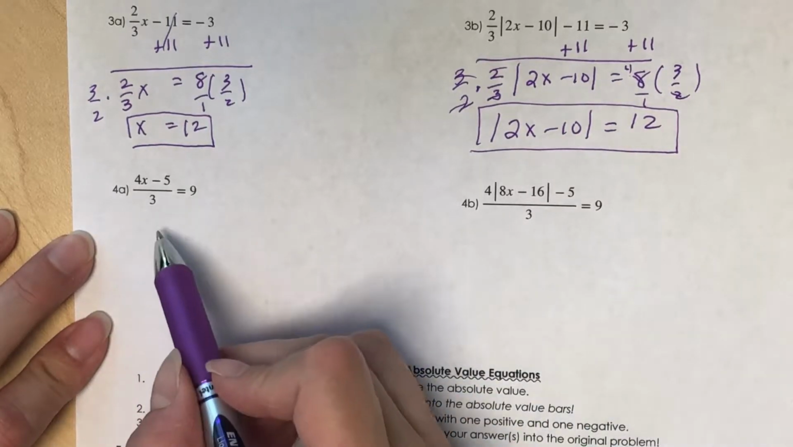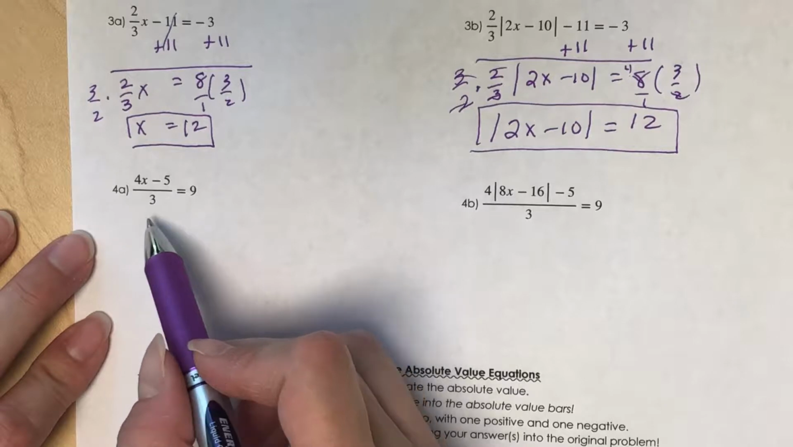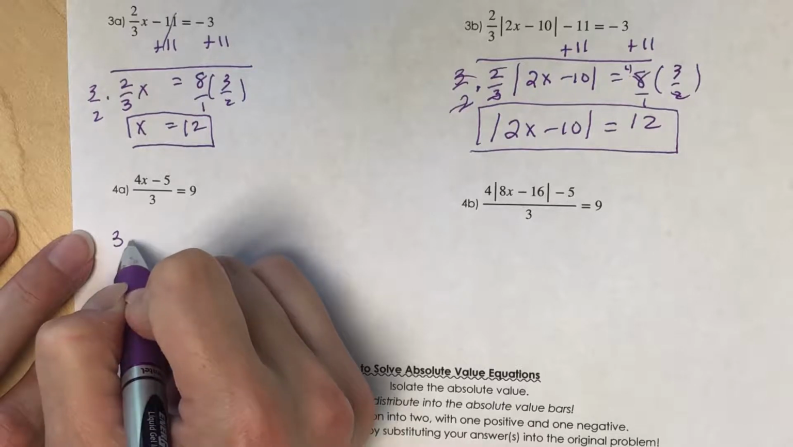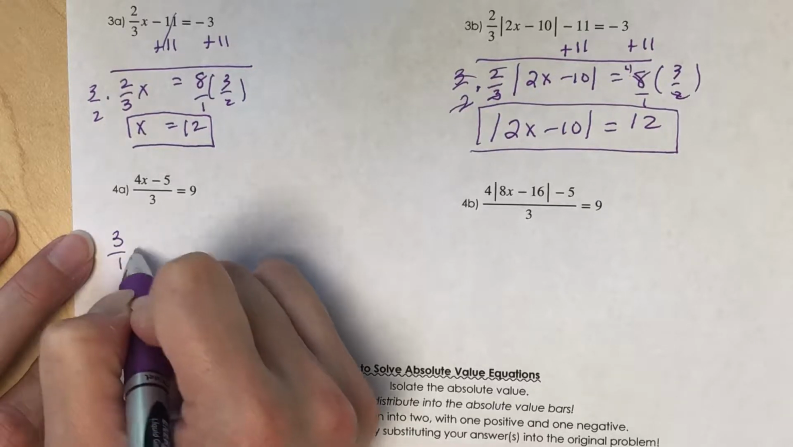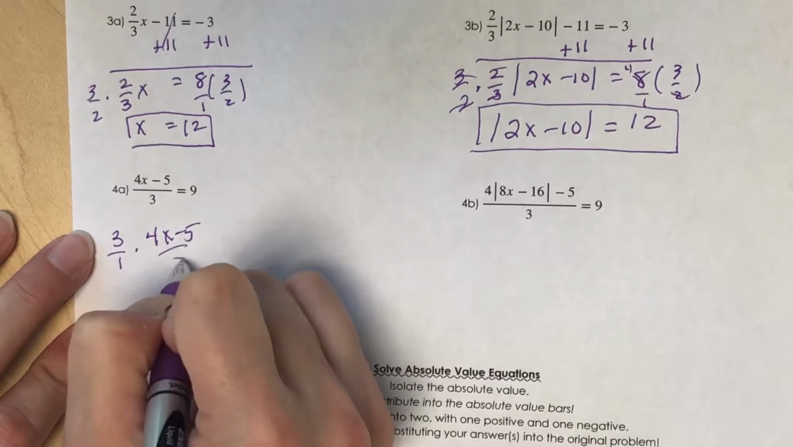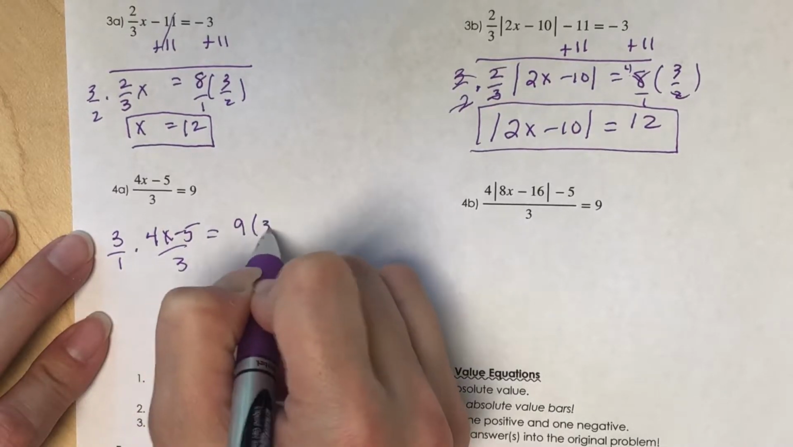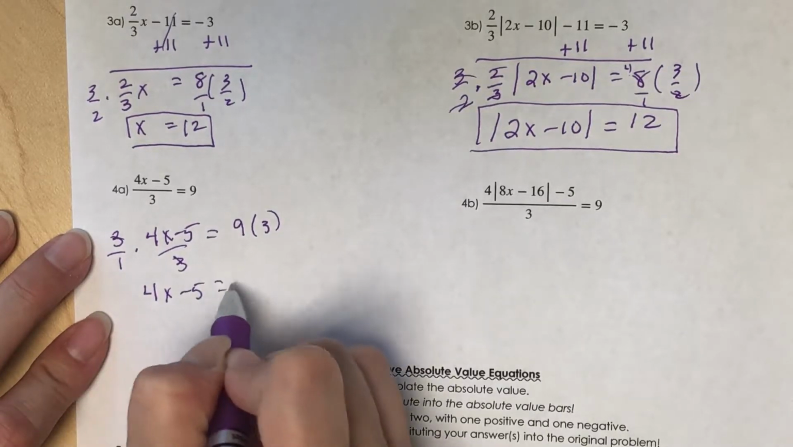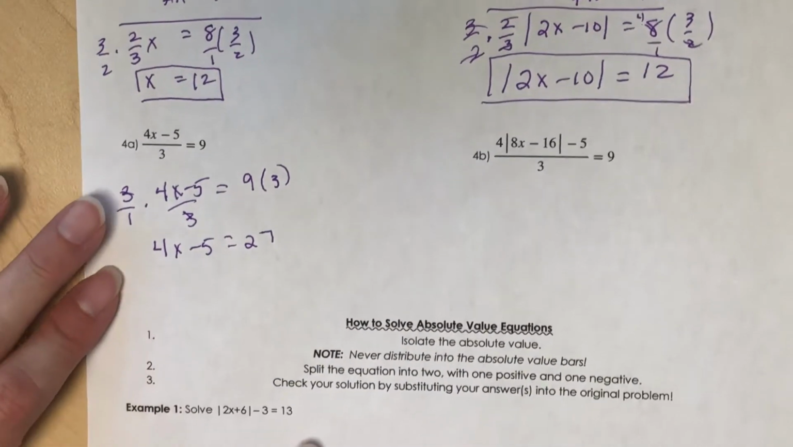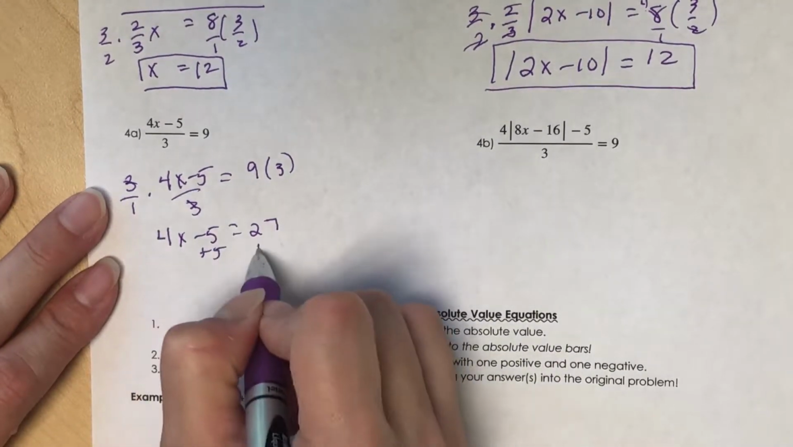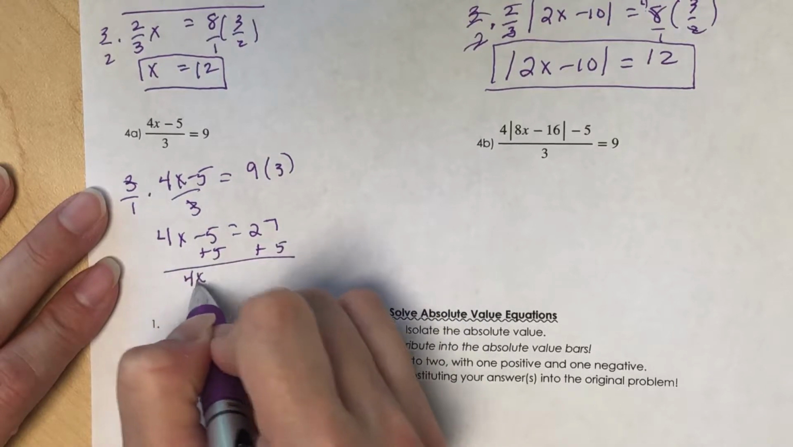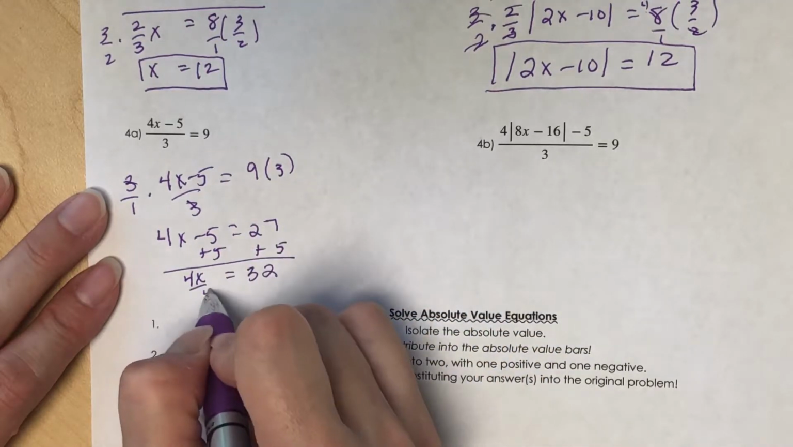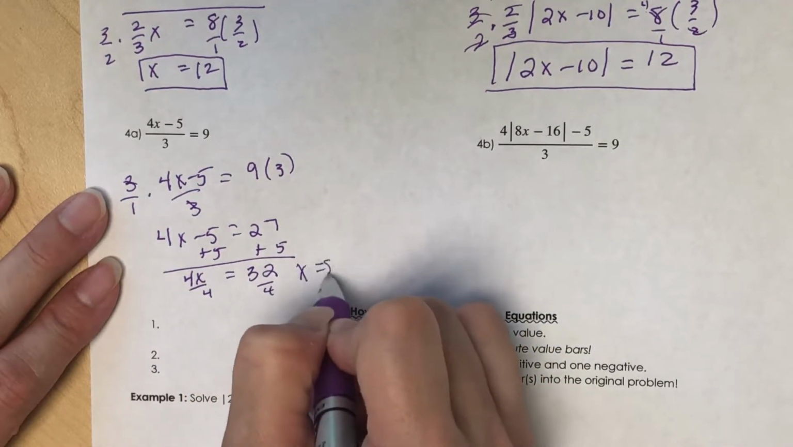4a, 4x minus 5 over 3 equals 9. I would start here by multiplying both sides by 3. So I'm going to do 3 times 4x minus 5 over 3 equals, and then multiply the right side by 3. My 3's cancel. So I've got 4x minus 5 equals 27. Then I need to add 5 to both sides. Gives me 4x equals 32. Divide both sides by 4. I get x equals 8.